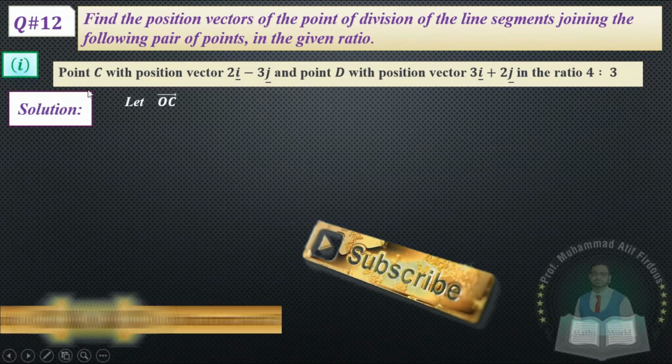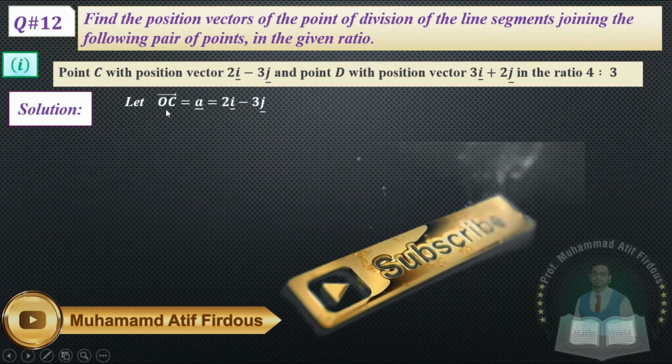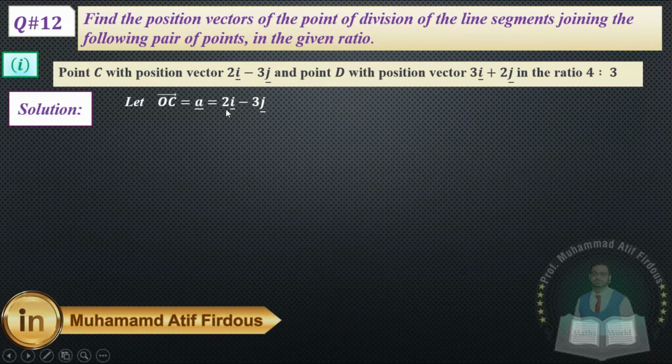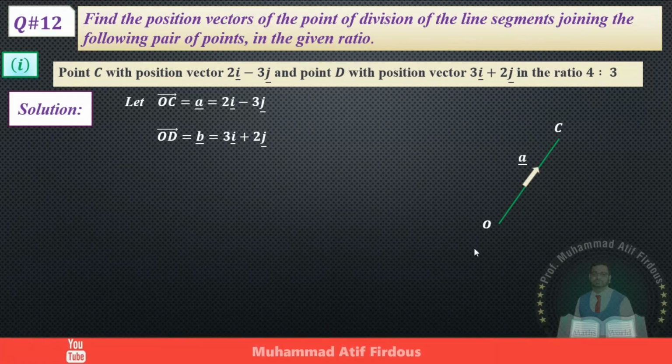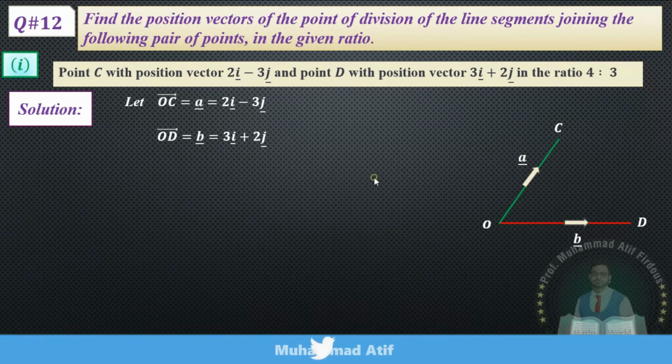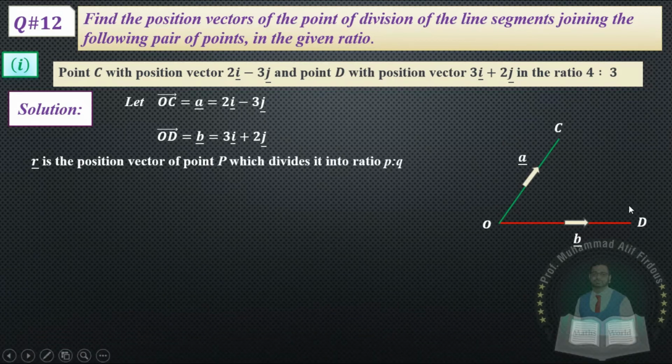So first we suppose this point C by vector OC, because C has the position vector 2i minus 3j. So I suppose this as vector A, and also a point D. Suppose this must be equal to B, which is equal to 3i plus 2j. Make a diagram. OD is equal to vector B. Any problem? Okay. Now, R is the position vector of the point P, which divides this line segment CD in the ratio P and Q.